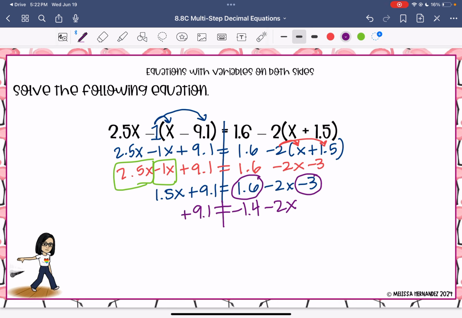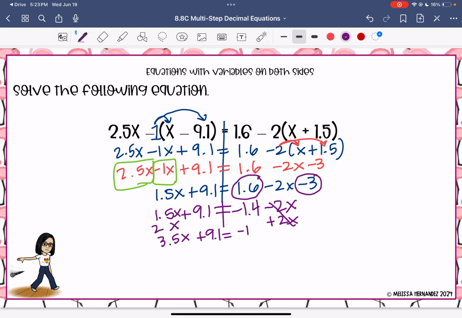I still have variables on both sides. I like to tell my students, I want to take out the little guy. I'm trying to avoid dealing with negatives, and negative 2x is smaller than 1.5x, so I'll add 2x to both sides. This would be 3.5x. Bring down the 9.1, negative 1.4.